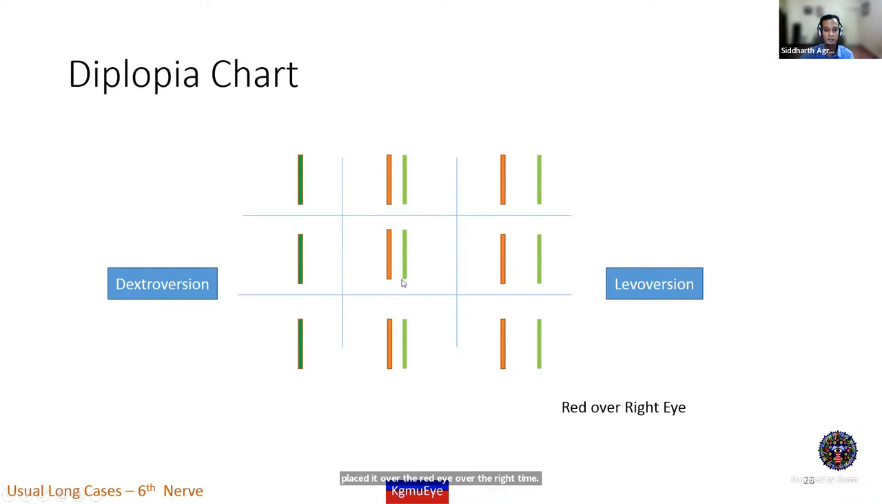So you are going to check it. See that the deviation is maximum in which gaze. And also remember that the further image belongs to the paralyzed eye. Now, I will give you another 20 seconds to think about the diagnosis here.